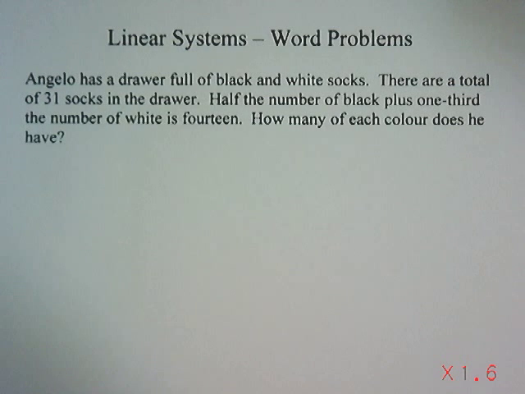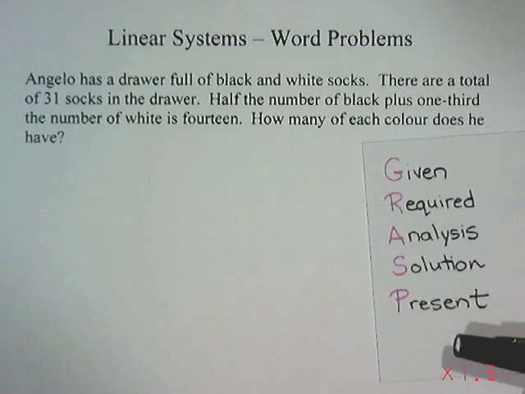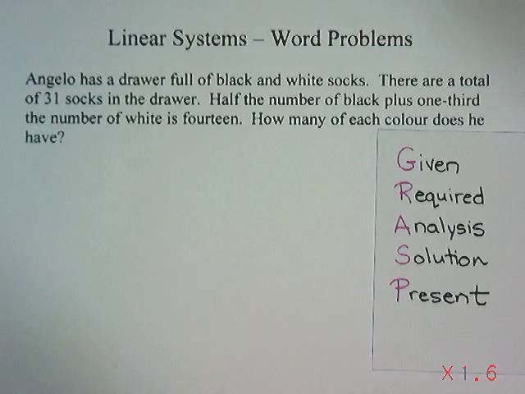So what we're going to try to do when we're solving a word problem is break it down using the GRASP model of problem solving. GRASP stands for given, required, analysis, solution, and present. So we're going to work our way through each of these steps to help us solve the problem. Given means we're going to start by reading the question, thinking about what information it gave us, and I'm going to write that down.